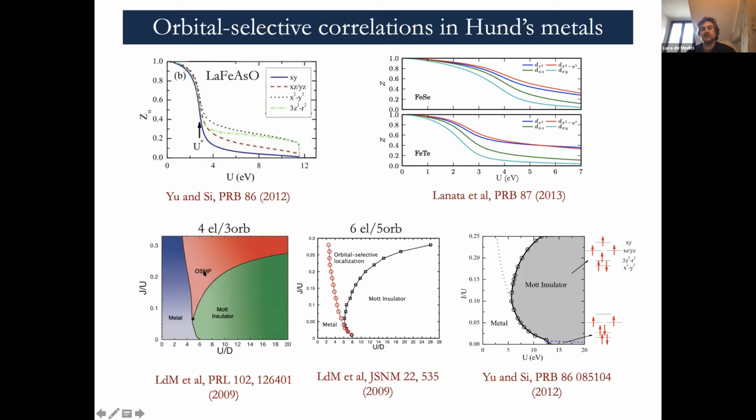Be it, in Adela's model, a sharp orbital selective Mott transition for some orbitals and not others, or a more gradual crossover, it's always there, and the shape of the phase diagram is always the same. It's this Y shape, so the zone widens with Hund's coupling.